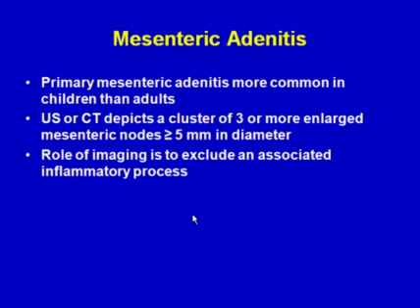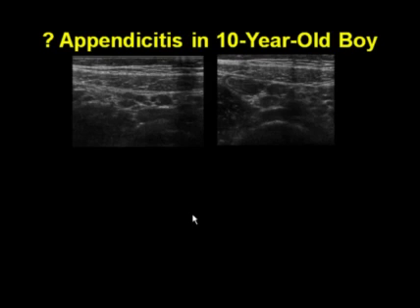Primary mesenteric adenitis is more common in children than in adults, and ultrasound or CT will depict a cluster of 3 or more enlarged mesenteric nodes greater than or equal to 5 millimeters in short axis diameter. The role of imaging in this entity is really to exclude an associated inflammatory process.